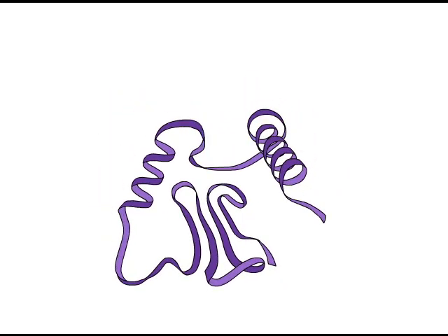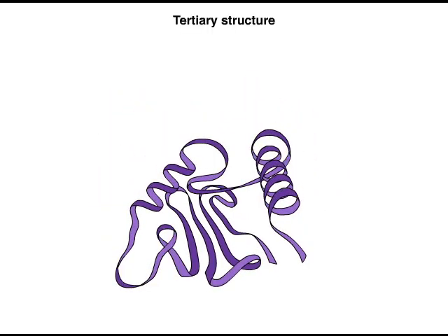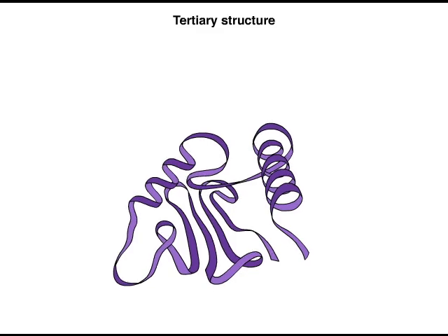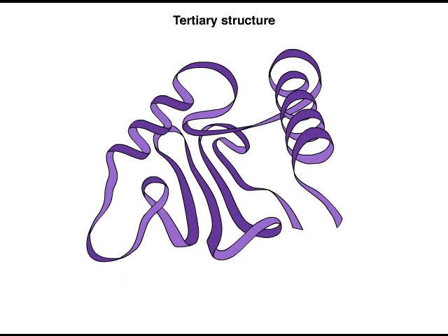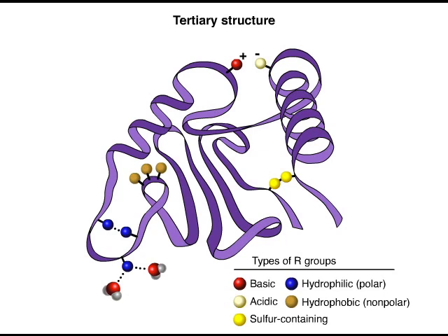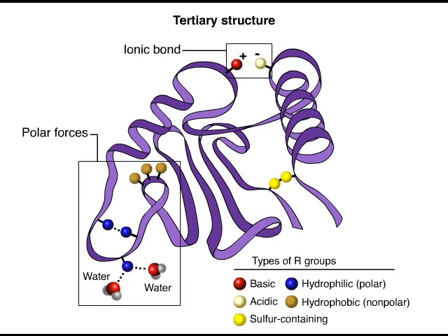Superimposed on primary and secondary structure is tertiary structure, irregular loops and folds that give the protein its overall 3-dimensional shape. The irregular folding of tertiary structure results from interactions among the R groups of amino acids. Acidic and basic R groups ionize, and these positively and negatively charged groups may form ionic bonds. Polar forces also contribute to tertiary structure.